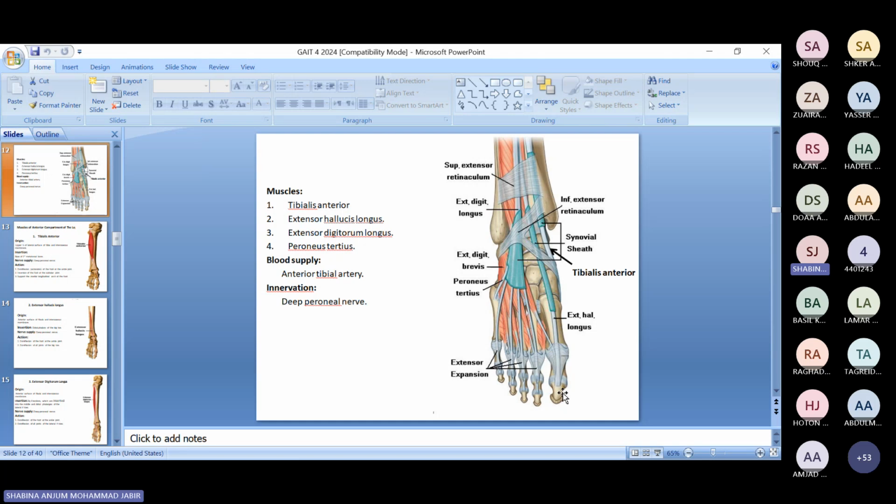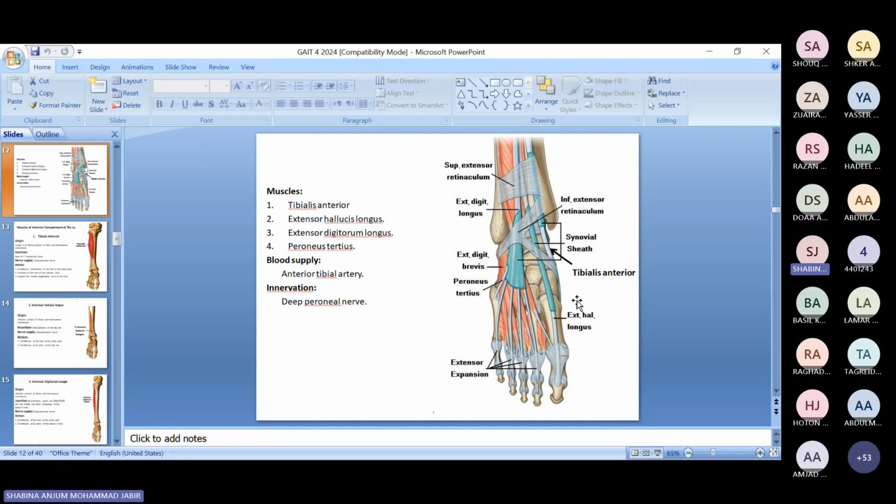In the upper limb, you remember for the thumb we have muscles called pollicis, from P, like flexor pollicis longus, extensor pollicis longus. But here for the great toe we have hallucis, from H. So we have the extensor hallucis longus. Then we have the extensor digitorum longus. Digitorum means going to divide into four digits, except the great toe.